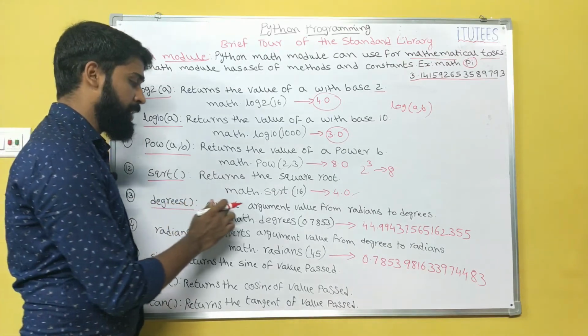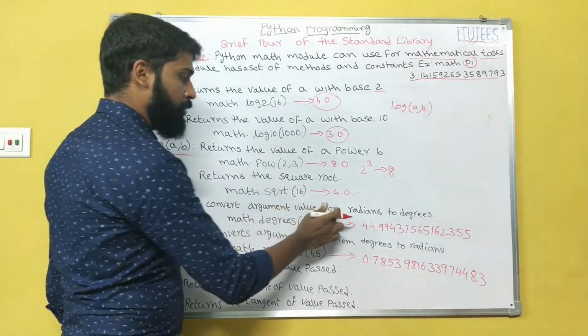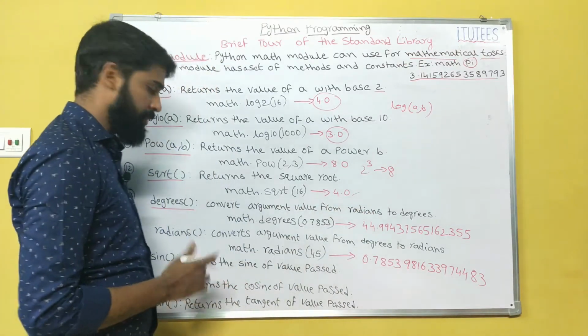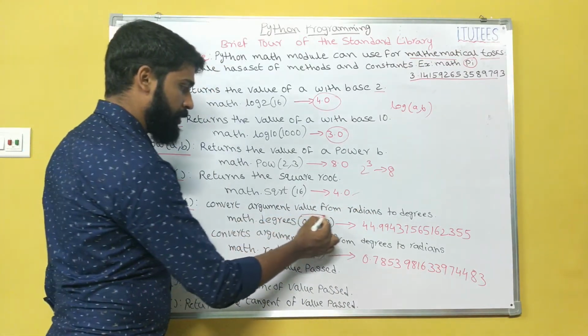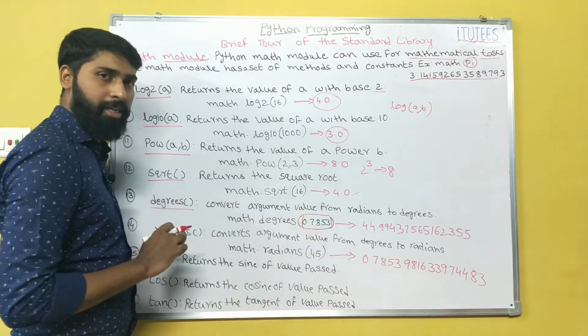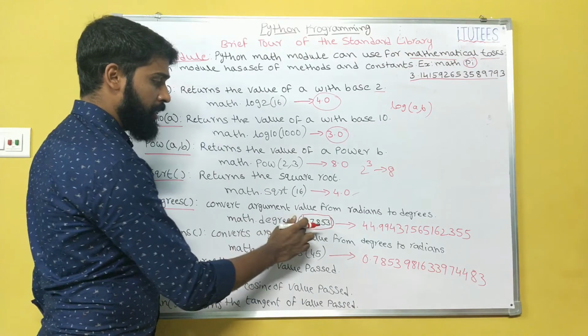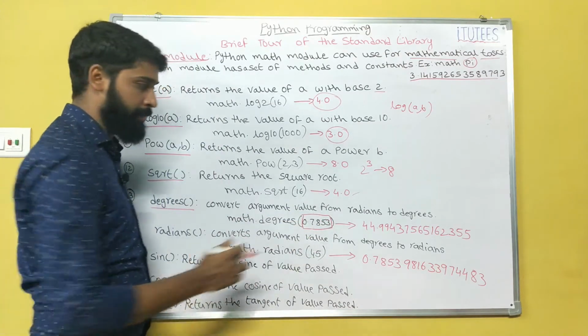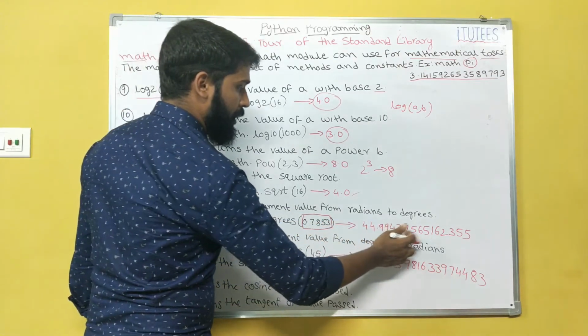Next one, degrees. The degrees function converts the argument value from radians to degrees. In brackets I give the radians, and it converts these radians into degrees. So math.degrees of 0.7853 returns 44.9943 something.